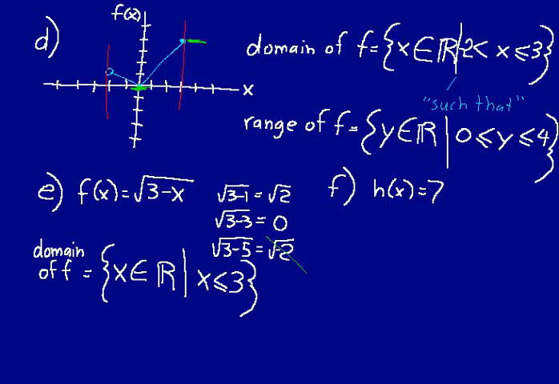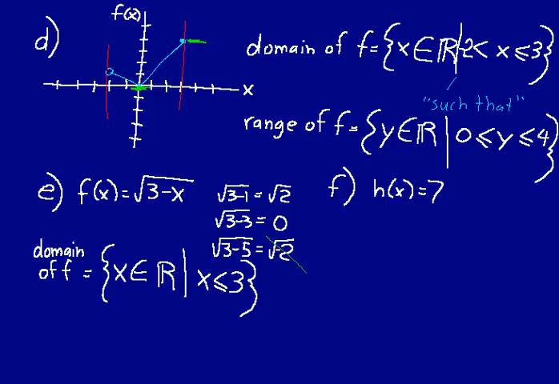Let's do another one. Find the domain and range of that function. H of x is equal to 7. Well, remember, a function like h of x is the same thing as saying y. So basically we're saying y equals 7. That's our range. It's just 7. That's all we can put in there. No matter what value of x we put in there, the y value will always be 7.